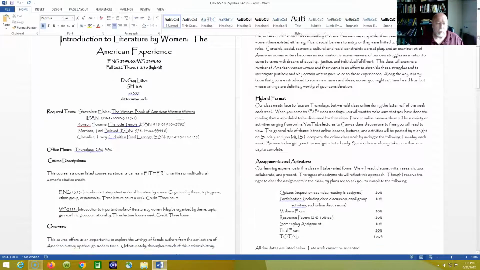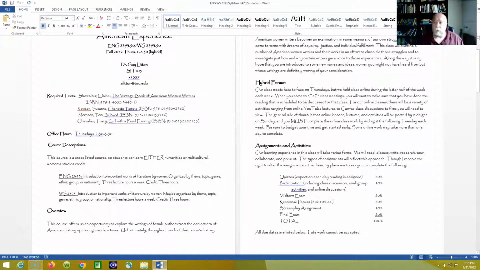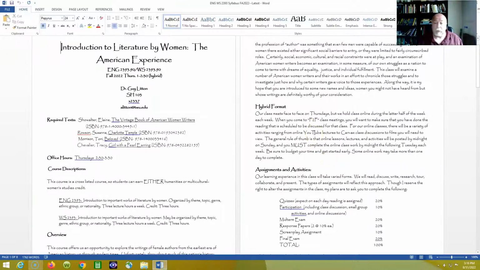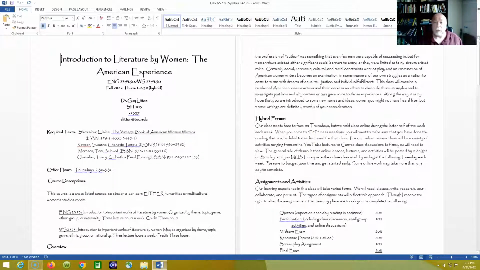There's our course description there, but the overview of the class, you can read it as well as me, but I'm going to read it anyway. This course offers us an opportunity to explore the writings of female authors from the earliest era of American history up to modern times. I'm going to go roughly chronologically, okay? Unfortunately, throughout much of this nation's history, the profession of author was something that even few men were capable of succeeding at. I mean, it took a couple of hundred years before men were able to make money in America as writers. We'll go into the why of that later on.